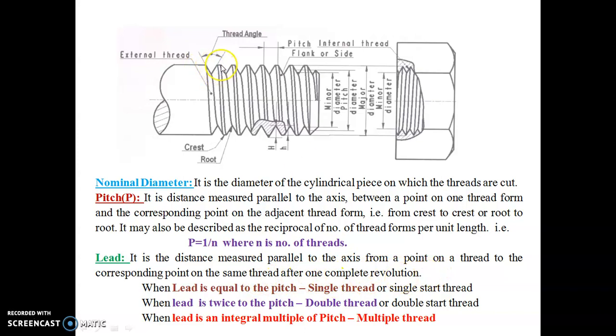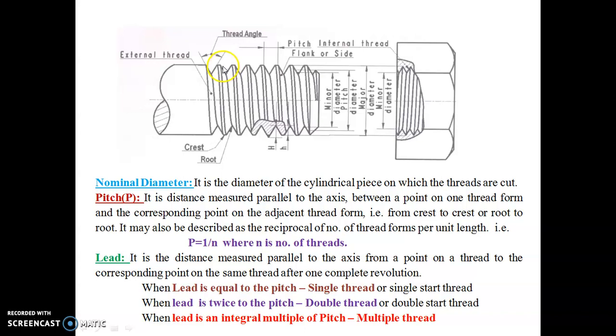So if you have got one point here, and from this point, if this cylindrical body has one complete revolution, and if you reach the same point on the same thread, you will be getting lead equal to pitch. Then we'll be calling it a single thread or single start thread.